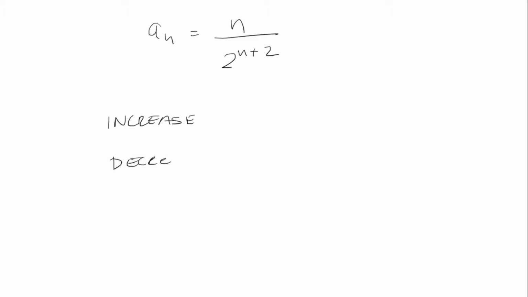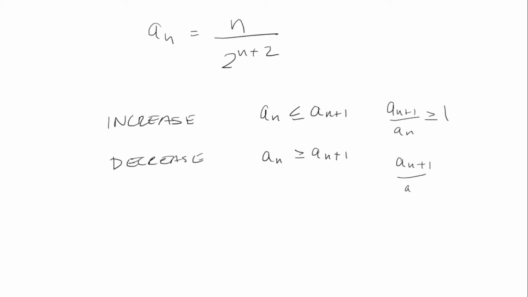In other words, if the sequence is increasing, you have a sub n is less than or equal to a sub n plus 1, and decreasing if a sub n is greater than or equal to a sub n plus 1. So if I divide both sides by a sub n, that means the ratio has to be greater than or equal to 1 or less than or equal to 1. And this makes sense. Okay, now let's look at the ratio here for our sequence.